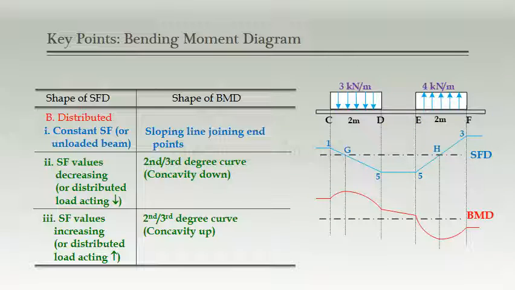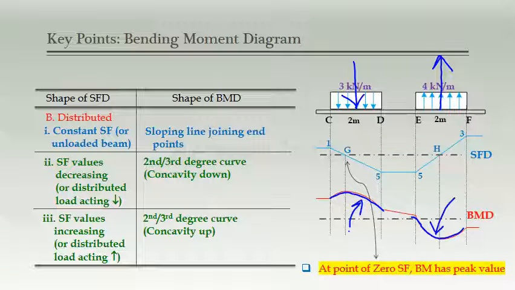The only point we have to understand is that whenever we draw a second degree curve or third degree curve, we have to think about concavity up or down. In case of BMD, it is very easy to understand. Whenever any distributed load is acting downward, concavity is always down, and whenever any distributed load is acting upward, concavity of BMD is always up. That will remain the same for the next case also. Whenever UVL is acting, there is also concavity up or down depending upon the same thing. I will show this in the next slide.